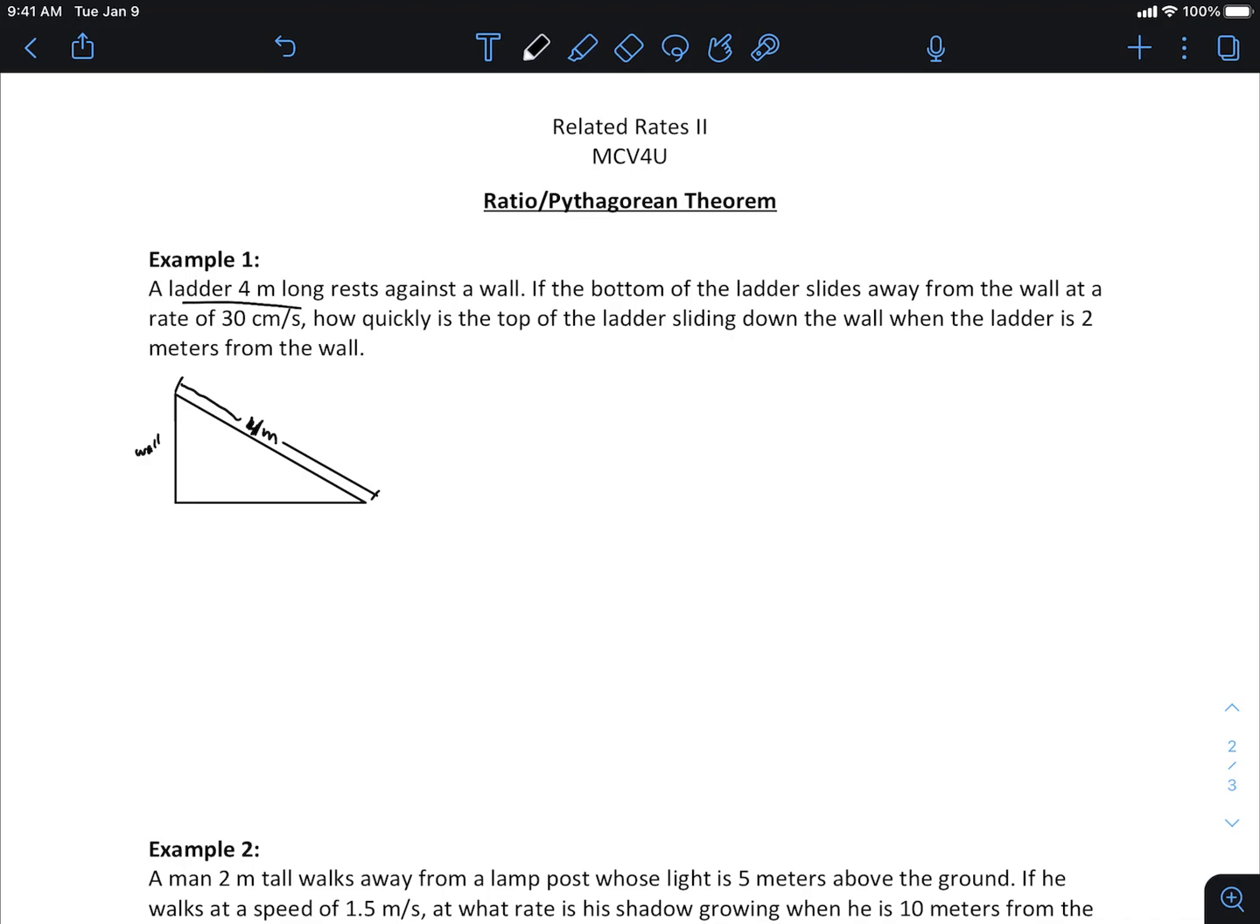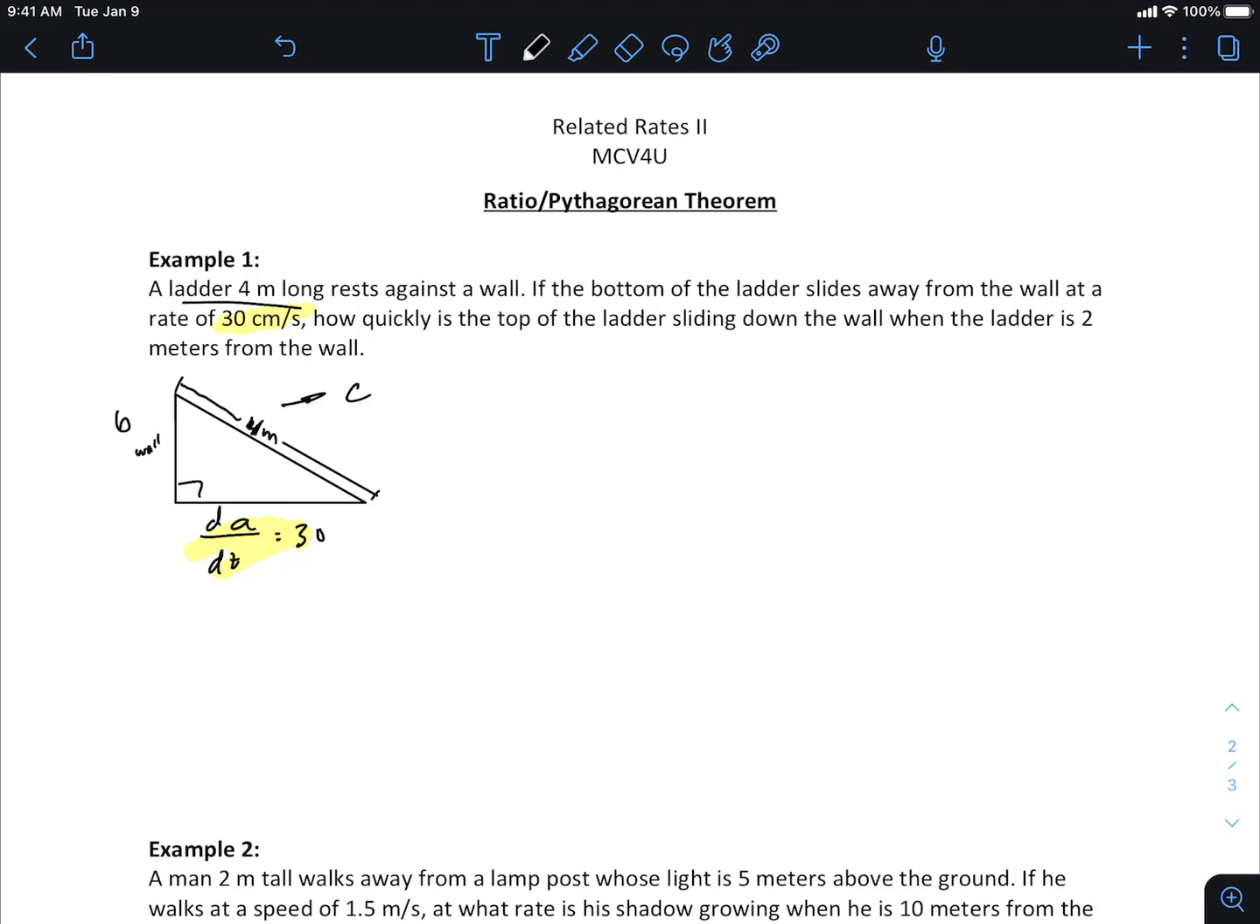We want to find out, there's a couple things going on. If the bottom of the ladder slides away from the wall at a rate of 30 centimeters per second, we know through convention that this is always typically the C value. For argument's sake, this is going to be A, and B is going to be here. Based on what the question tells us, dA by dt, the distance relative to time, is 30 centimeters per second. I'm just going to label as much as I can on here.